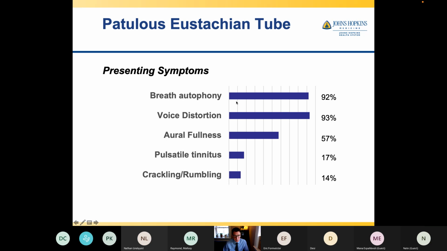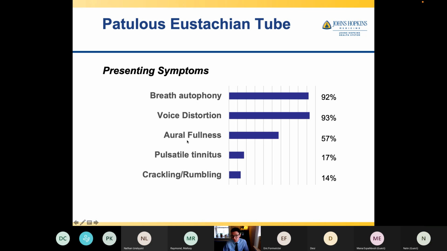And the presenting symptoms that these patients have are breath autophony. So that is when they breathe in and out through their nose, they can hear their nasal breathing loudly in the ear. Their voice sounds loud or distorted in that ear. So they'll often describe it as, it sounds like I'm talking in a bucket or a barrel.